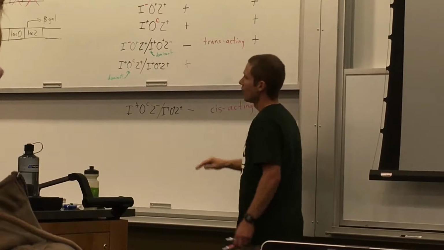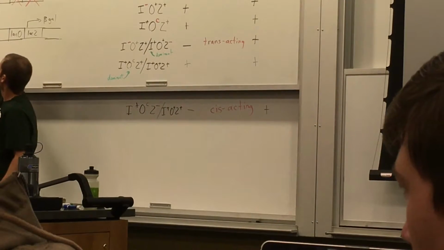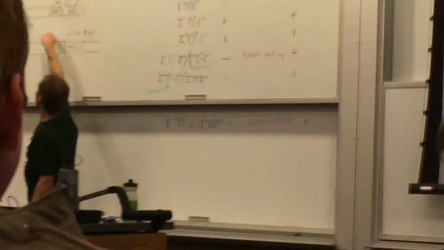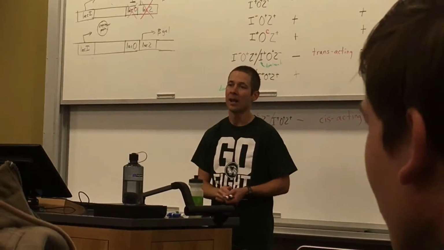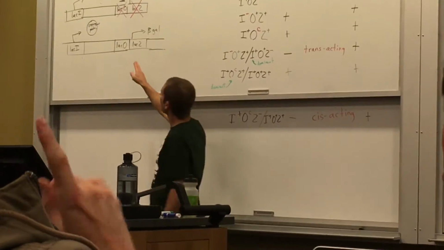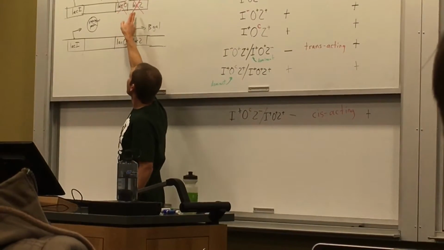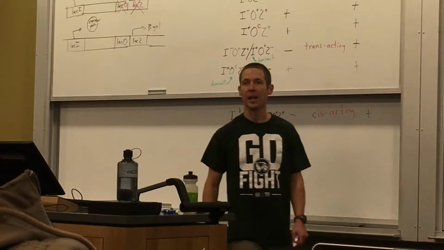Okay. So trans-acting is a fancy way of saying that the gene can affect either piece of DNA. It does not have to be on the same piece of DNA as it is on. Cis-acting is the opposite. That mutation can only affect genes that are on the same piece of DNA.